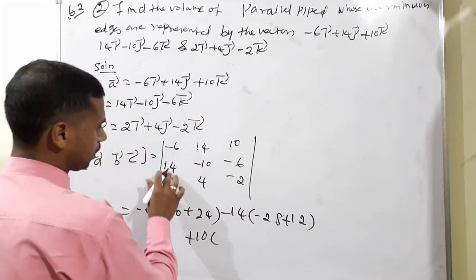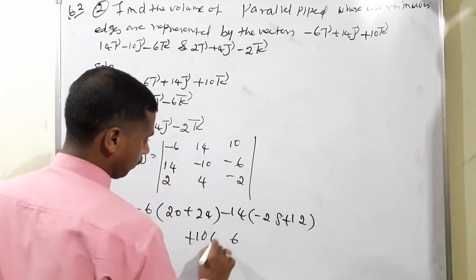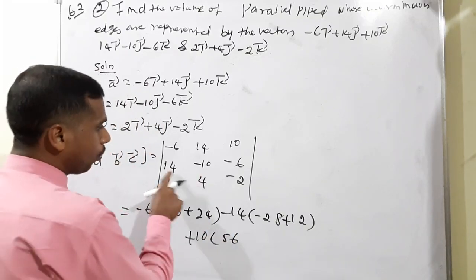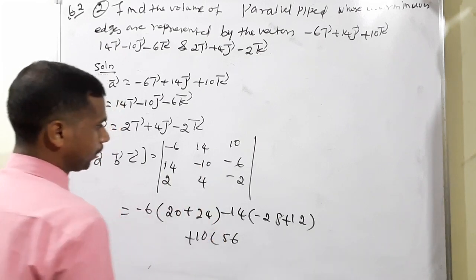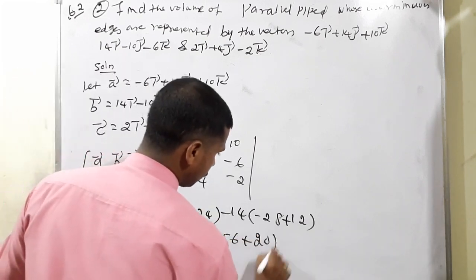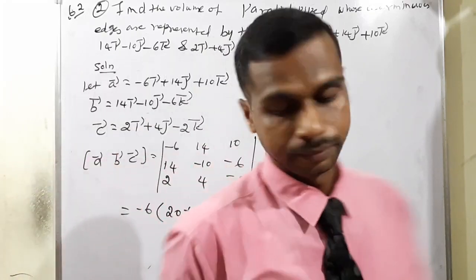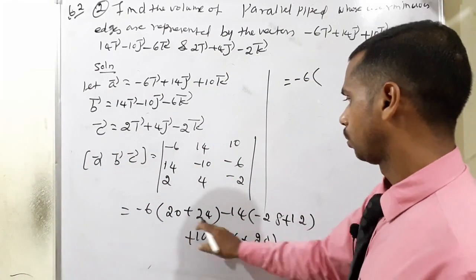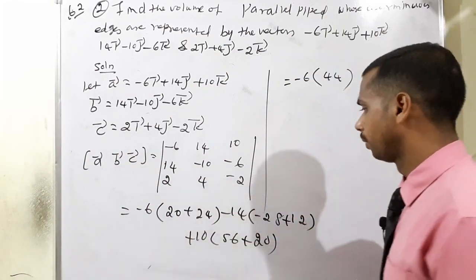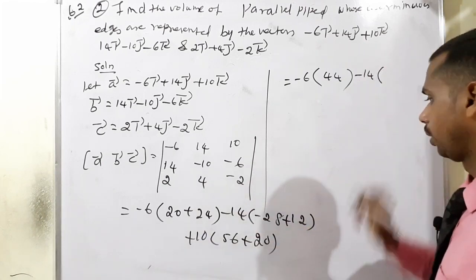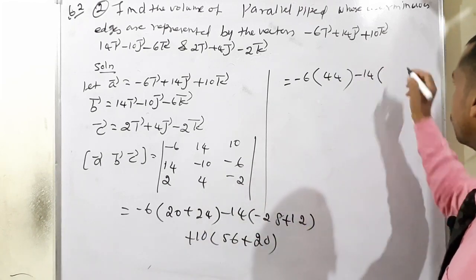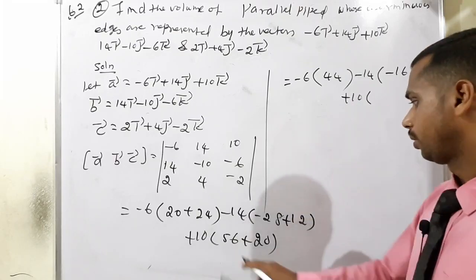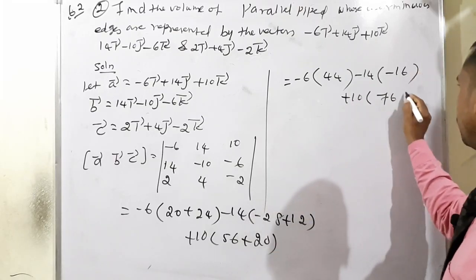Then positive 10 means 14 into 4 means 56 will come, isn't it? 4 4s are 16, 16 means carry 1. 1 4 is 4, 4 plus 1 is 5, so 56. Then positive 20. Then minus 6 means 20 plus 24 means 44. Then minus 14 means minus 28 plus 12 means minus 16. The last condition plus 10 into 56 plus 20 means 76.